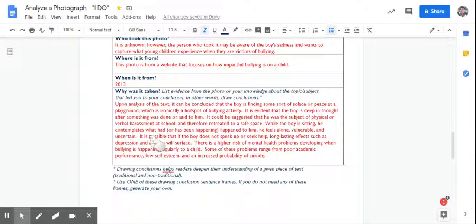It's possible that something happened to him at school, and he goes to a place that he finds some kind of peace. It's empty there. He wants to be alone in his frame of mind. He needs peace and quiet. And again, it's ironic because playgrounds are and have been hotbeds of bullying activity.